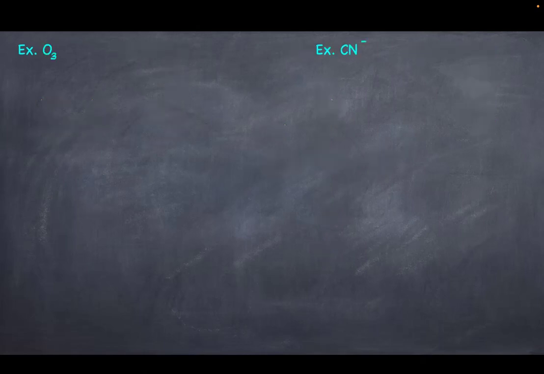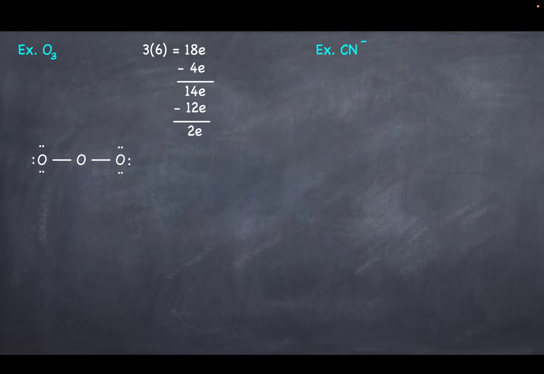Another example, O3. So oxygen each has 6 valence electrons times 3. So we have 18 electrons in total. Single bond O's, we're using 4 electrons in total. We subtract, we have 14 left. We put the lone pairs on the outside, 3 pairs here, 3 pairs here. So we lost 12 electrons. Now we have 2 more left. Anything extra goes on the central atom. So we have no more electrons left.